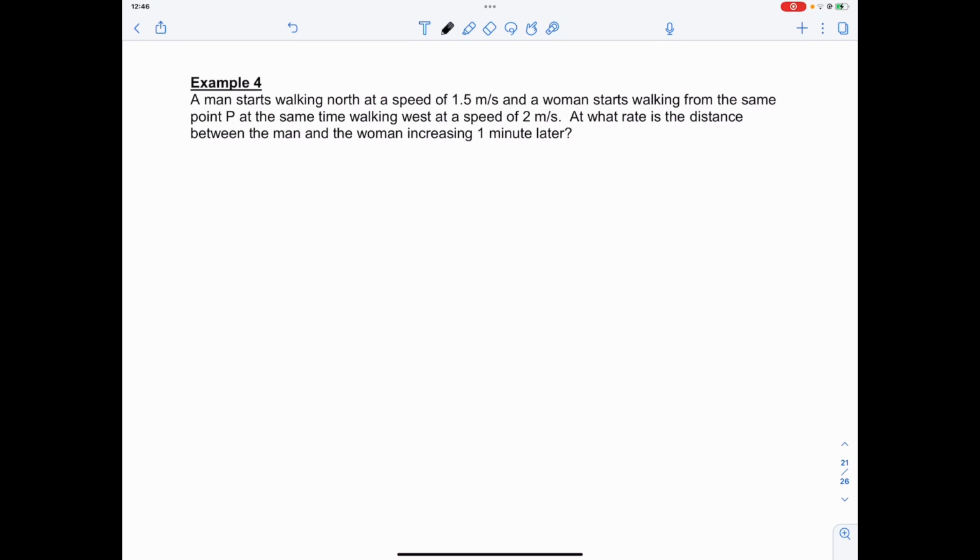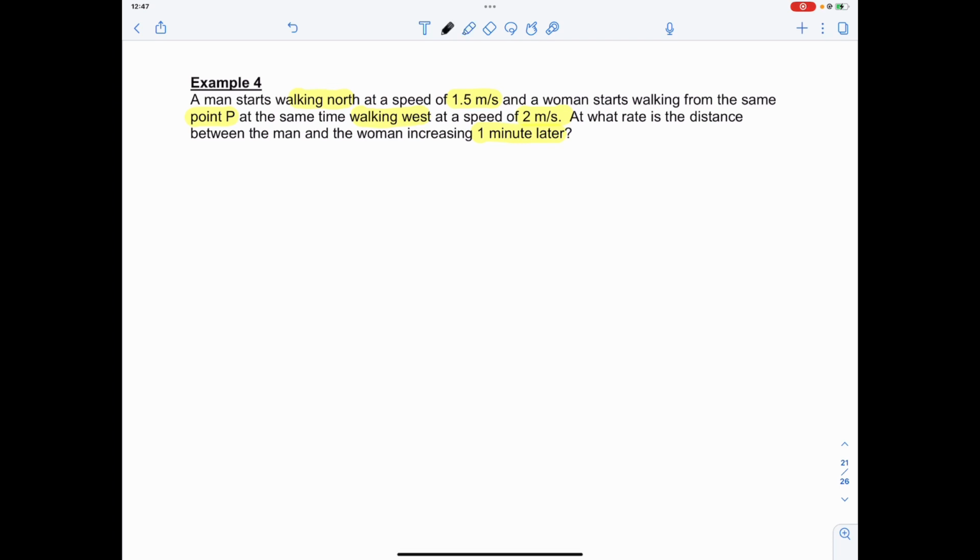Okay, for example 4, it says a man starts walking north at a speed of 1.5 meters per second, and a woman starts walking from the same point, walking west at a speed of 2 meters per second. At what rate is the distance between the man and the woman increasing 1 minute later?